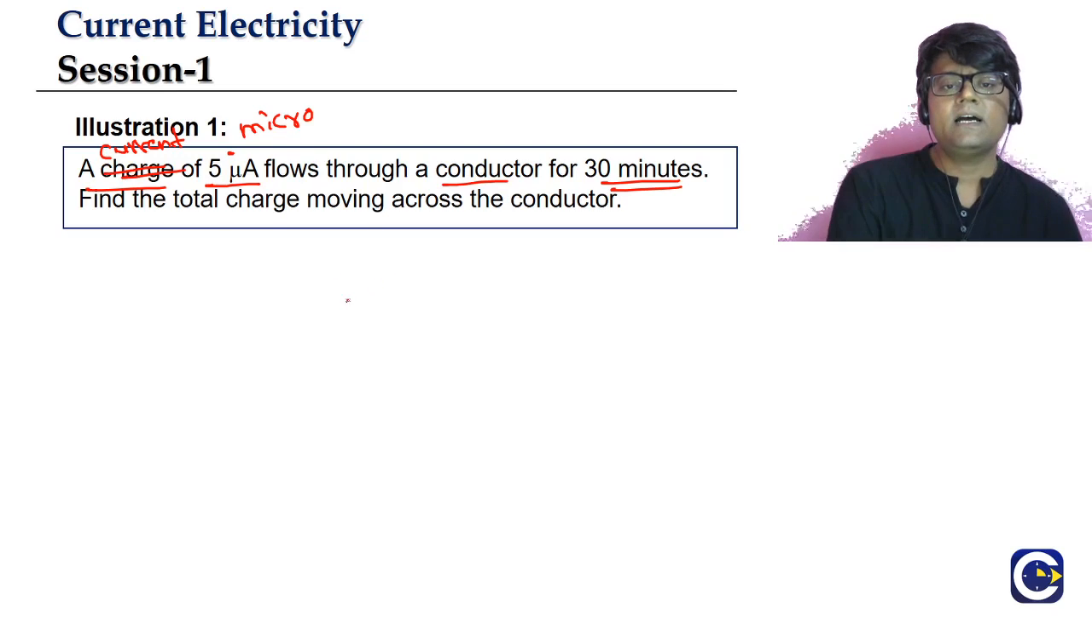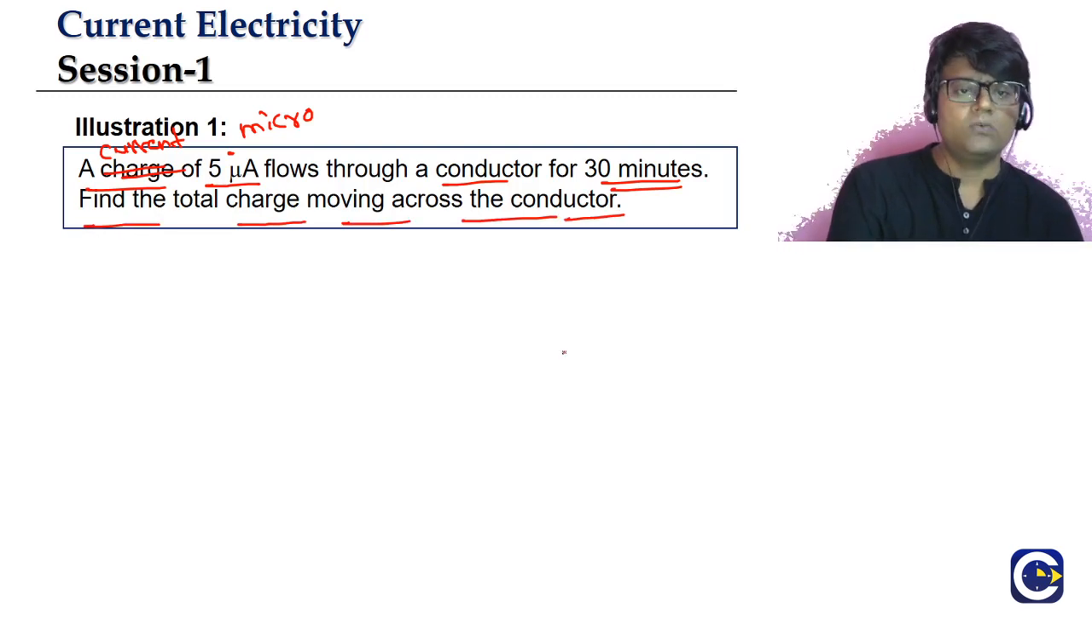For how much time is the current flowing through the conductor, guys? It is flowing for 30 minutes. Find the total charge moving across the conductor. What we need to find, guys? We need to find the total charge moving across the conductor. Let's see if we can get the answer for this, guys. It's a straight question, right? It is based upon the formula of electric current. So we are given the current, we know the time, we have to find what? Charge. So what is the formula for the average current, guys? Average current formula is what, guys?